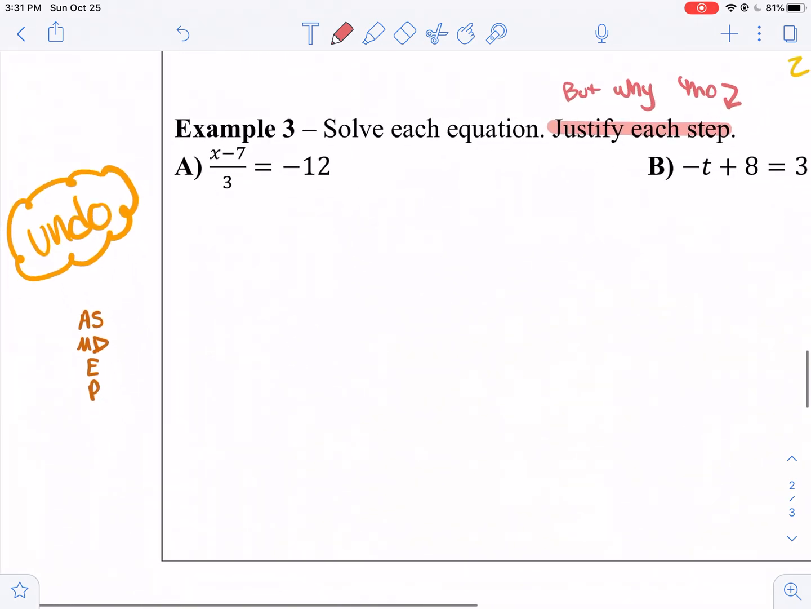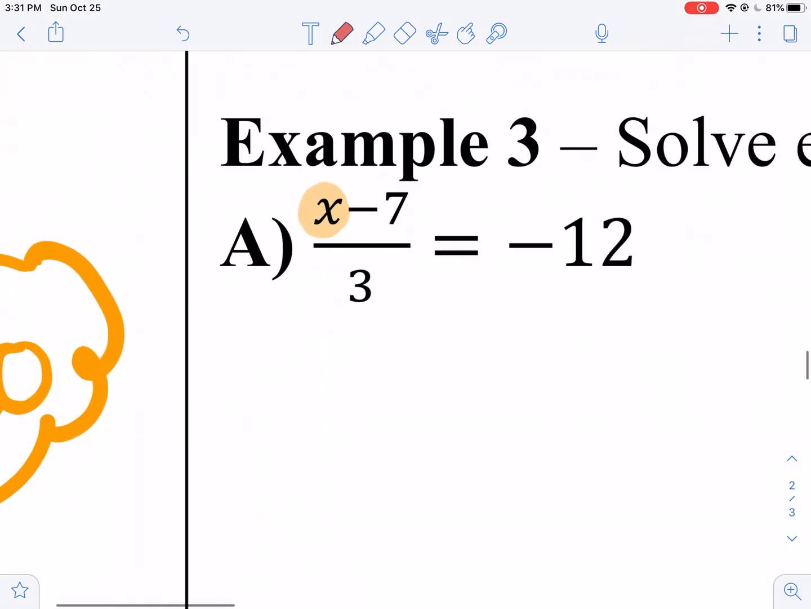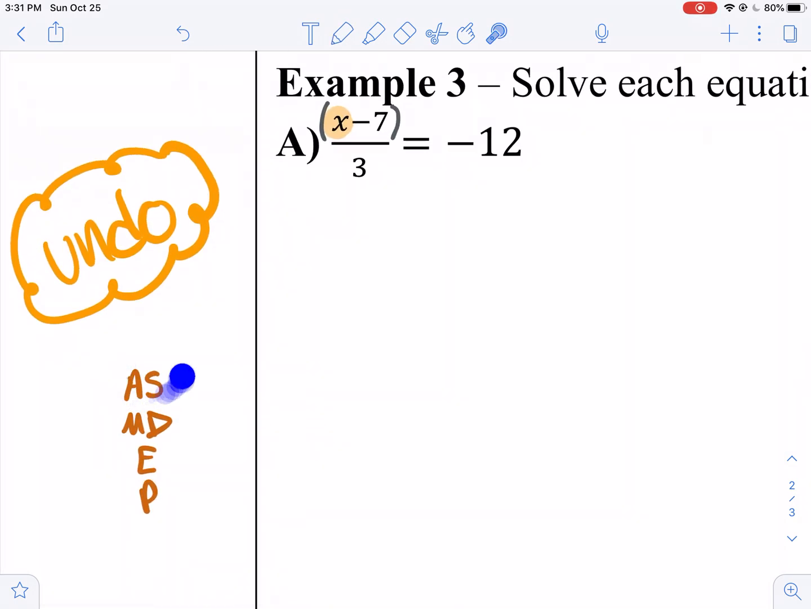Okay. So here we go. Looking at this guy, I remember that my end game is to get x all by itself. So I want to undo what's happening to my x. And the first step is this divide by 3. Because when you have this in a fraction, it's like there's little parentheses up here. So we don't have adding and subtracting outside of this. We have multiplication and division, exponents, and then we'll do what's in the parentheses. Okay, so first we're going to multiply by 3 on both sides.